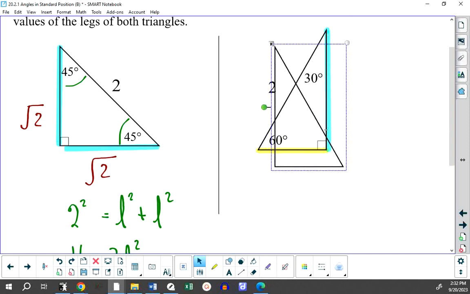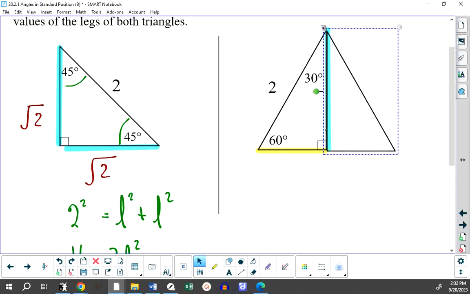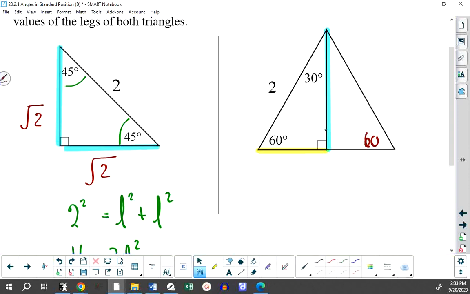What if I clone this and rotate it and I put it right here? Does that help you figure out what the length of that yellow side is? You know? It's 1. Why is that? Because then it creates an equilateral triangle. Perfect. If I do that, this is 60 degrees. This up here is 30.